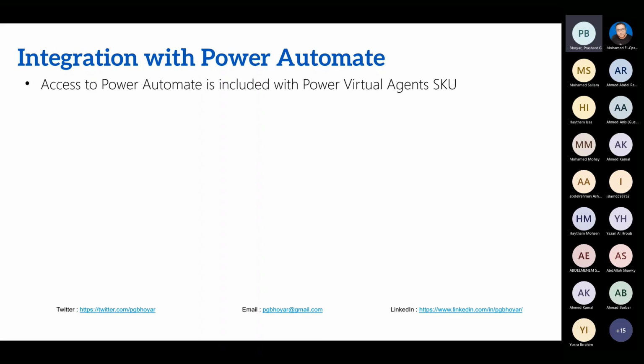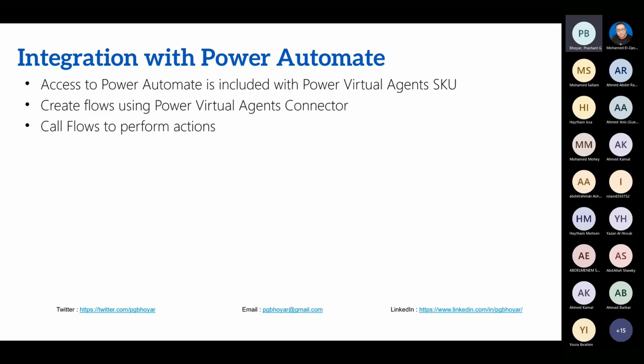And the access to Power Automate is included with the Power Virtual Agent SKU. Power Virtual Agent comes with two versions. One is the standalone, which is the licensed or paid version, and second is a free version. So if you sign up for the paid version, then you get access to all the premium connectors that are available with Power Automate, as long as you're calling that Power Automate from a Power Virtual Agent.